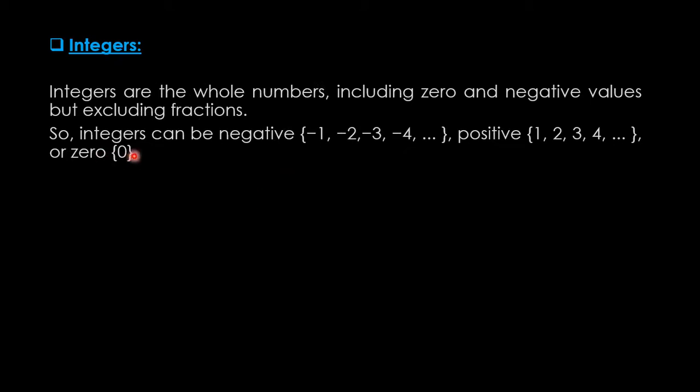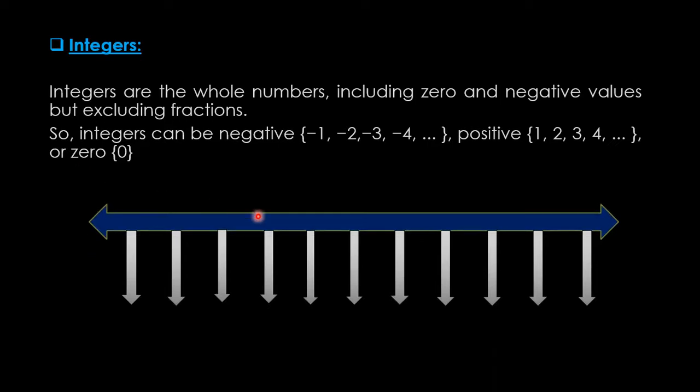So we can show it like this: integers can be negative -1, -2, -3, -4, etc., or positive 1, 2, 3, 4 and 0. So this is the representation. These are all integers: 0, -1, -2, -3, -4, -5, and 1, 2, 3, 4, 5. The fractions are not included in integers. Except fractions, positive numbers, negative numbers, and 0 are all integers.